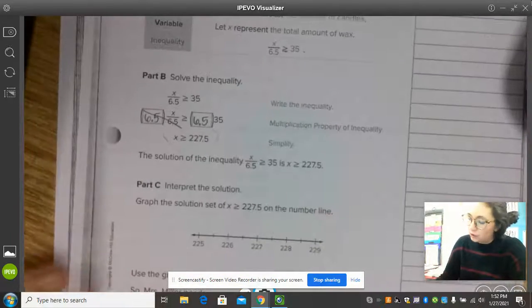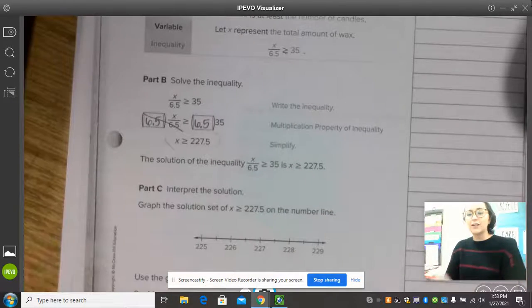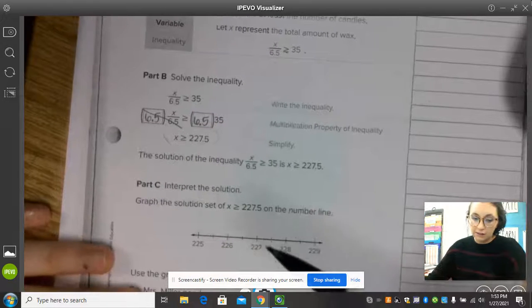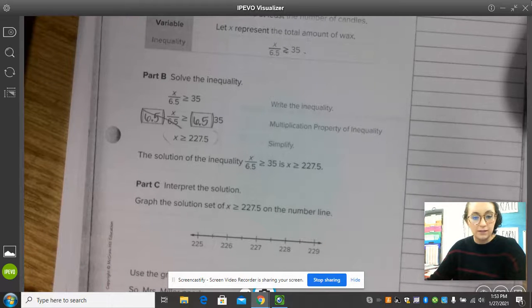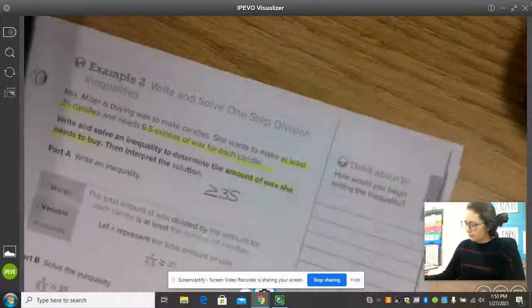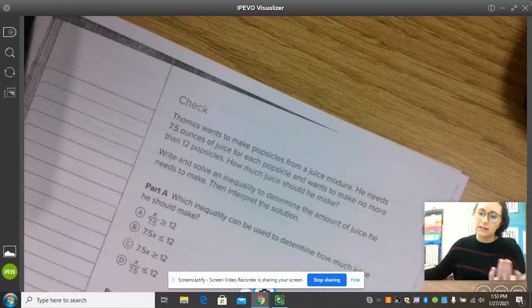She has to buy 227.5 ounces of candle wax. I'm not even going to write all that in. That's the answer. It's right there. Just go ahead and fill in the graph, closed circle, to the right. Okay? All right, let's go to the check on page 368, which is just the next page.